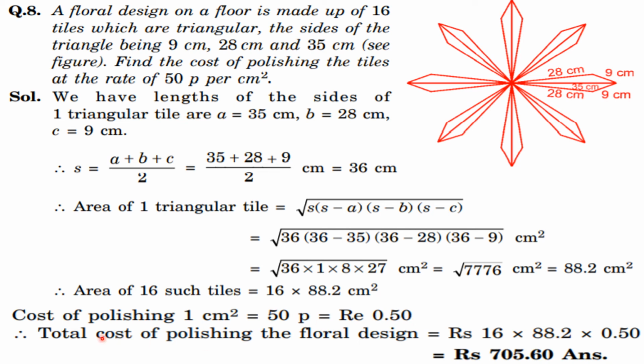Therefore, the total cost of polishing the floral design is equal to the area of the floral design, 16 into 88.2, into the cost of 1 centimeter square, that is 0.50. Understood this step? By multiplying these three numbers, we get 705.60 rupees. Understood this statement, children?